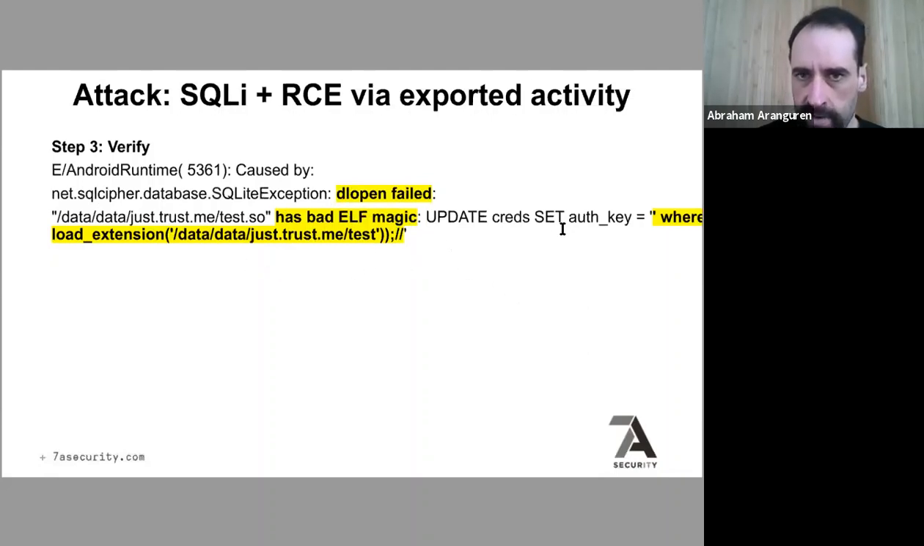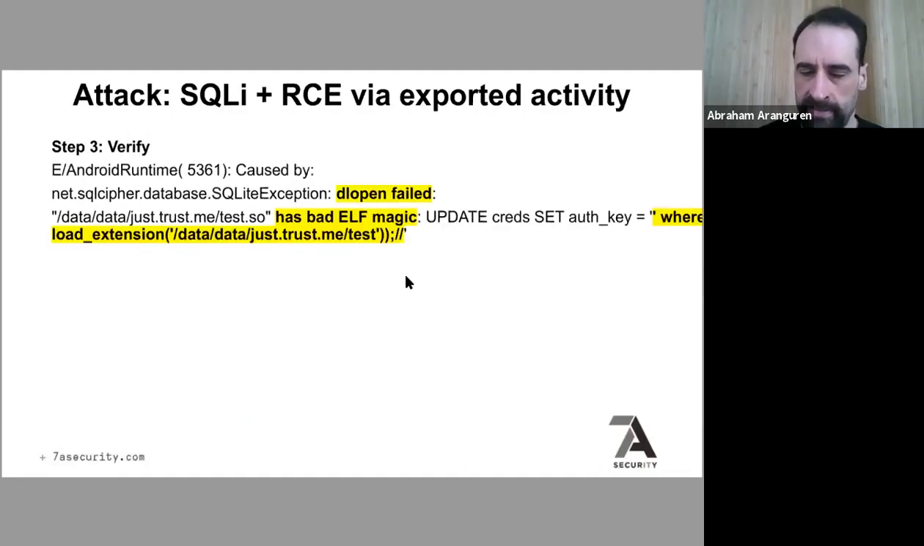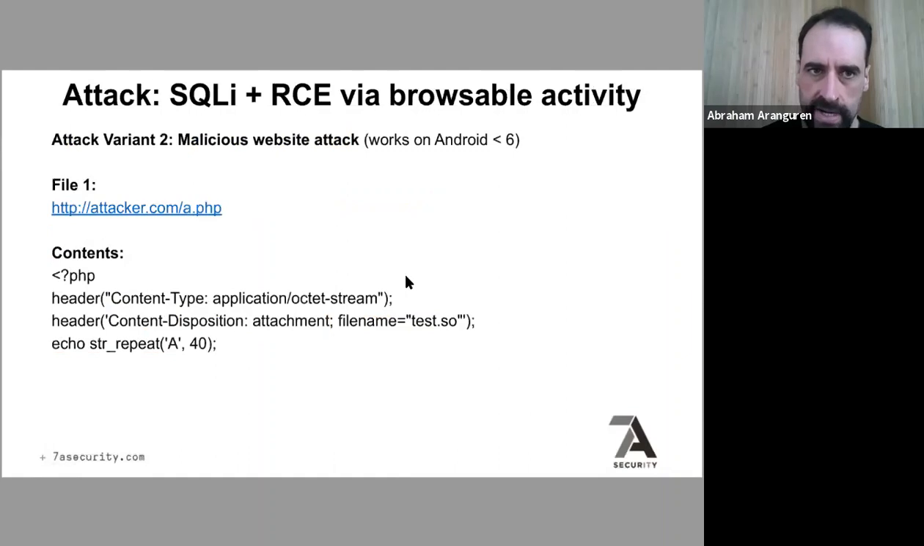And also in the error message, we could see the full SQL query. So we can see the injection is successful and it's actually trying to execute our binary here that we just gave permission for, right? So we're doing here chmod 777. So any other application can read and execute this. That is basically the idea of that, right?